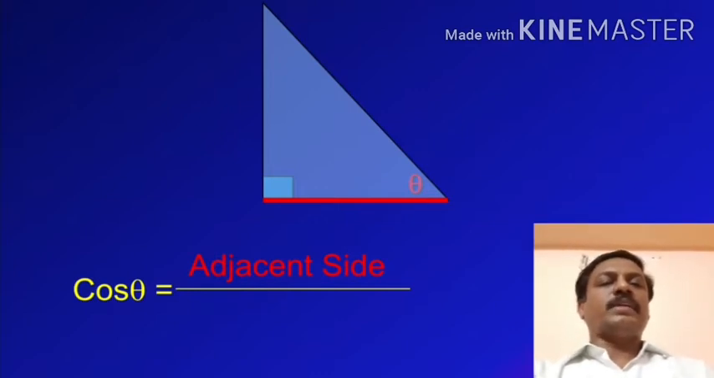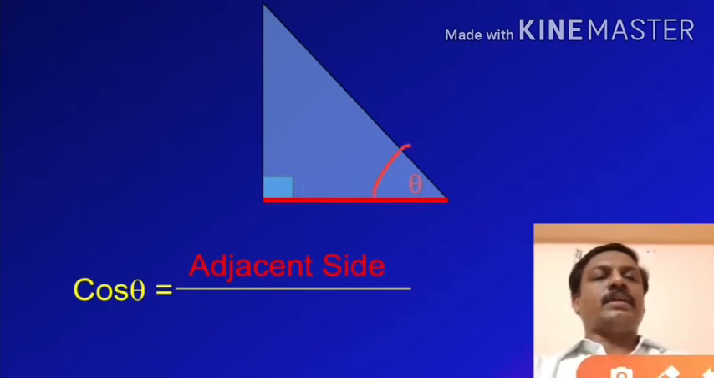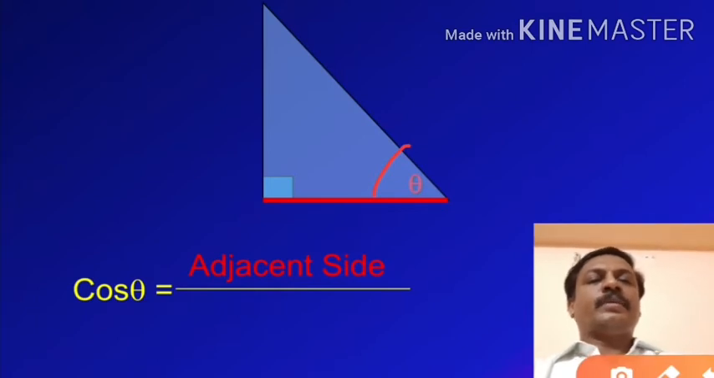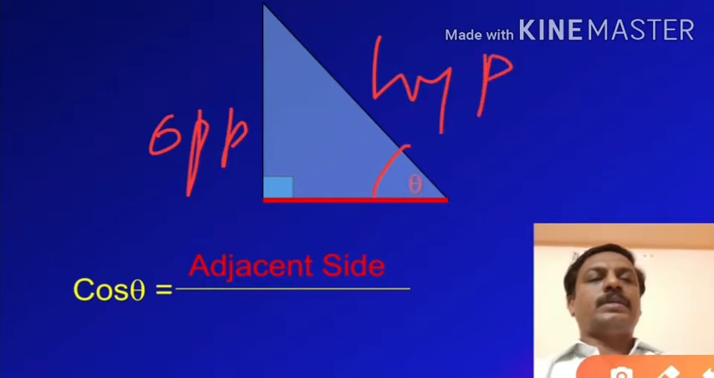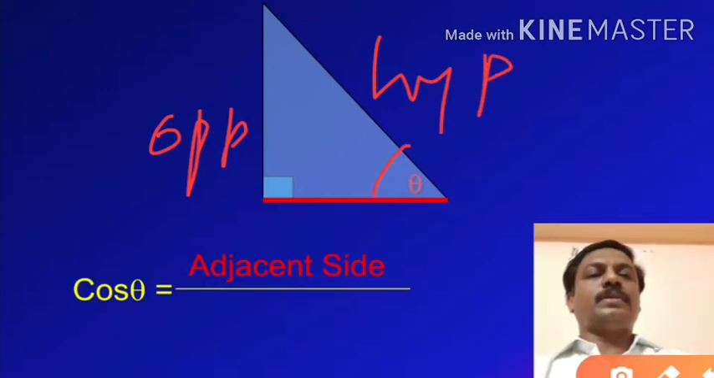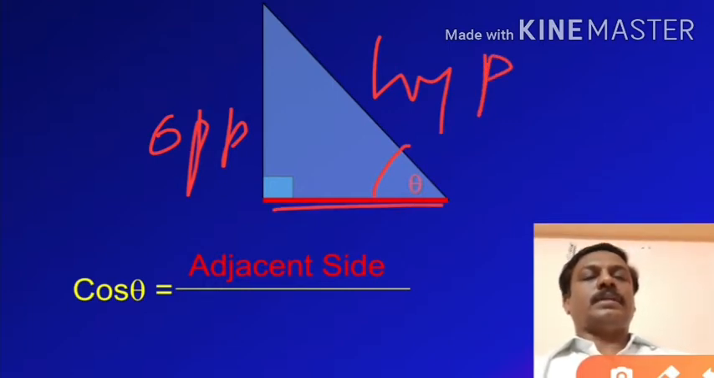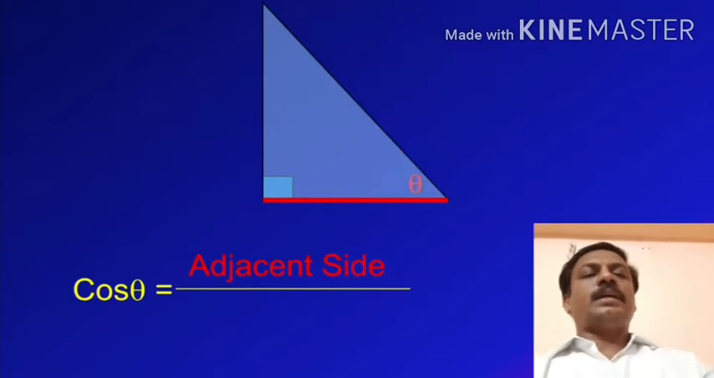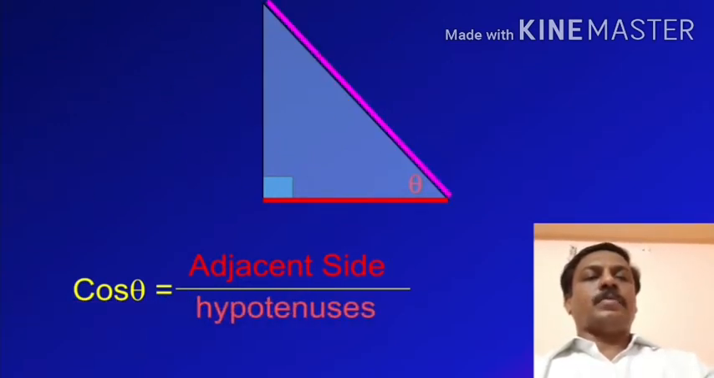Theta is the reference angle, right? If we take theta as the reference angle, then this becomes opposite, this becomes hypotenuse, and the side shown with red color becomes adjacent. So cos theta is defined as adjacent by hypotenuse.